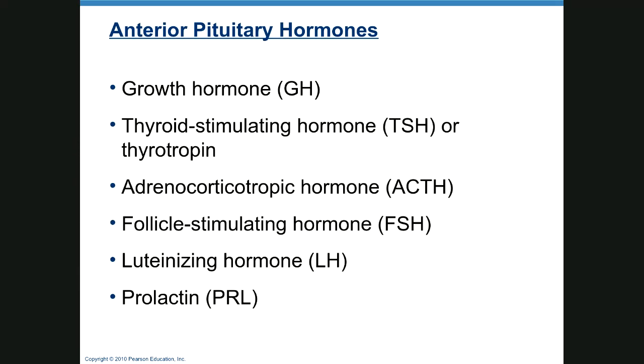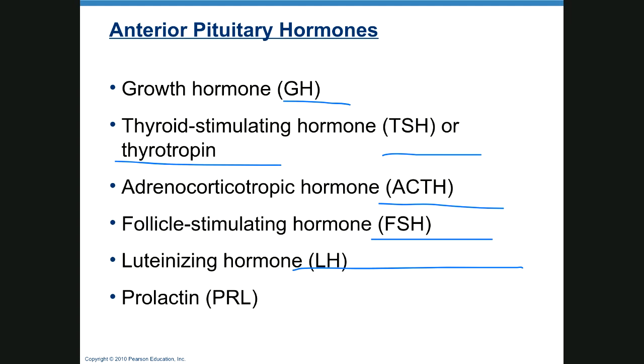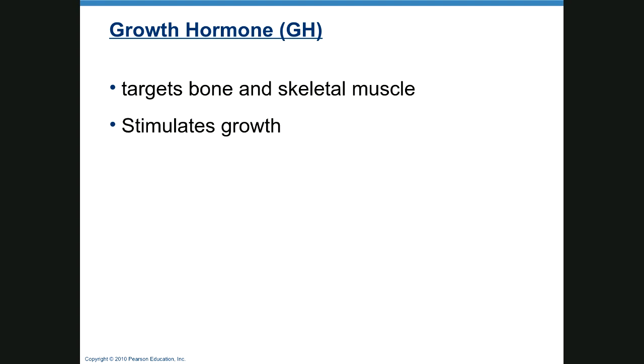Okay, we have anterior pituitary hormones. Growth hormone, thyroid stimulating hormone, also known as thyrotropin, adrenocorticotropic hormone, follicle stimulating hormone, luteinizing hormone, and prolactin. Growth hormone causes you to grow. Shocking. Targets bone and skeletal muscle.